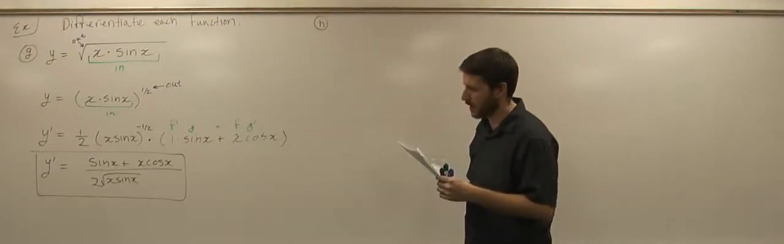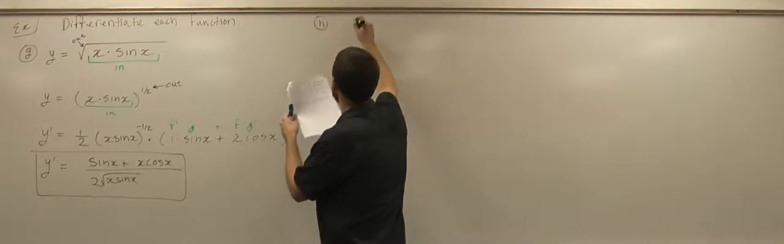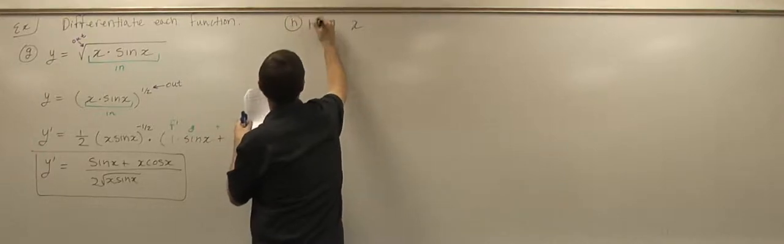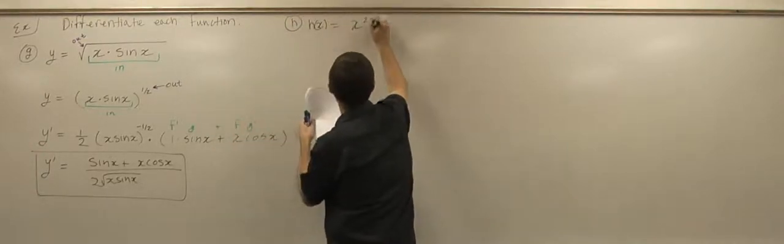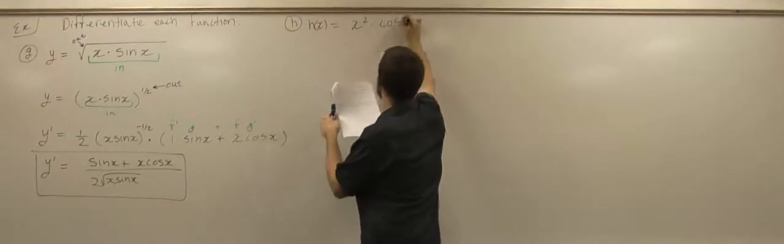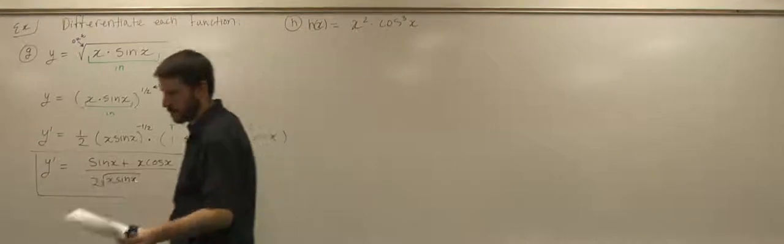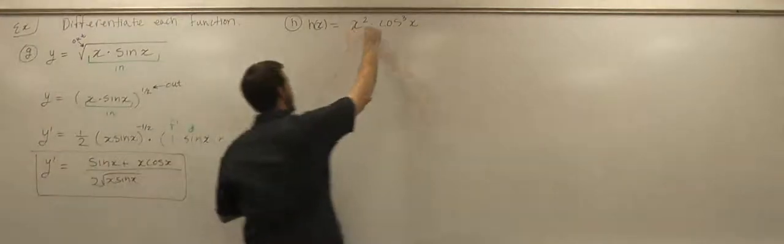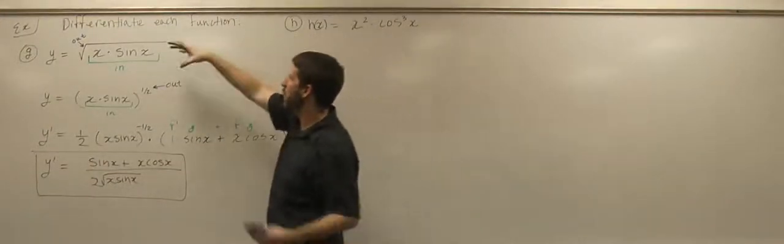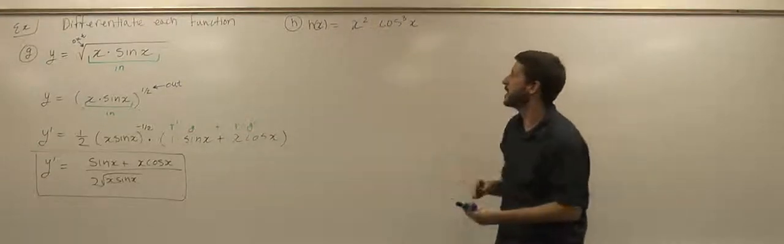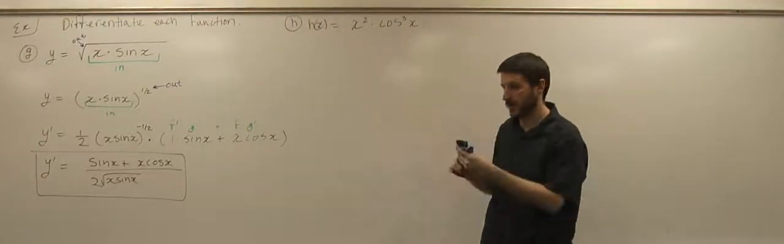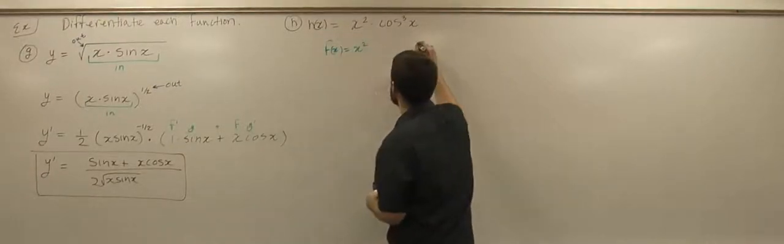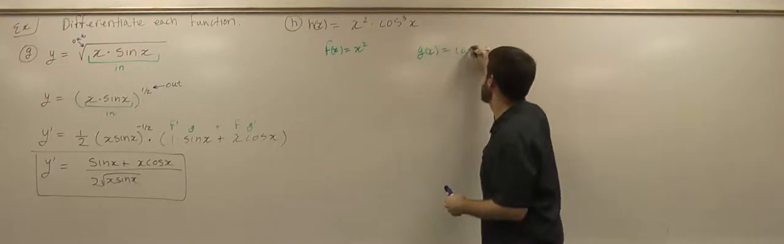Now I could do a product rule outside of a quotient, or of a chain rule. So h of x equals x squared times cos cubed x. That's easy. So the difference here is the product is the outside, right? There's not an overall function outside. The product is the outside. So you start with product rule here. You start with f of x equals x squared, g of x equals cos cubed.